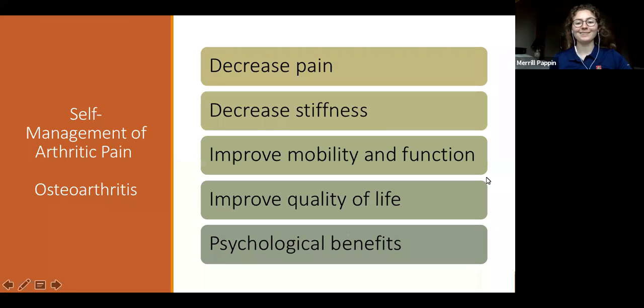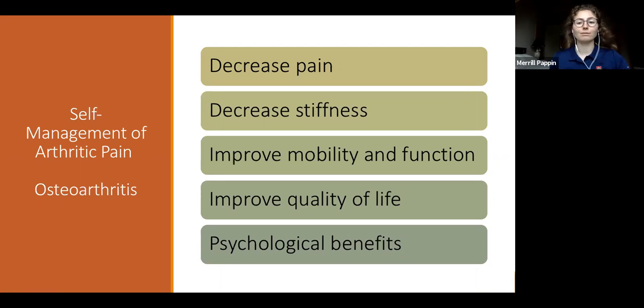So like I said, there's good news. Evidence does strongly suggest that people with osteoarthritis who exercise can decrease their pain, decrease stiffness, improve their mobility and function, improve their quality of life, and it has psychological benefits.